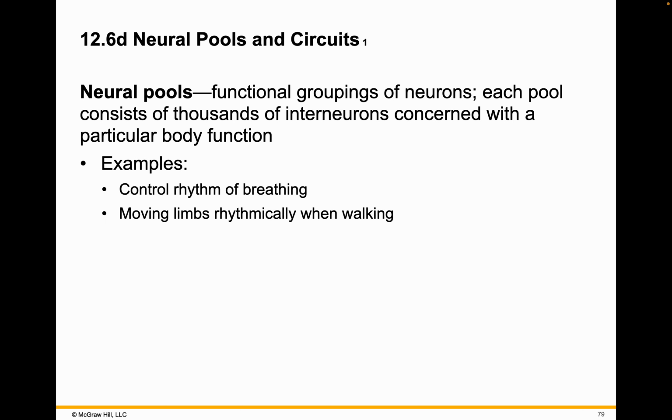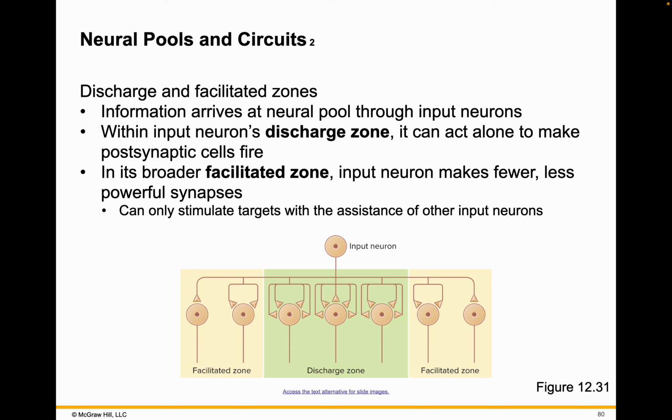Neural pools are functional groupings of neurons. Each pool consists of thousands of interneurons connected with a particular body function, controlling the rhythm of breathing, or moving limbs rhythmically when walking, for example. They will have discharge and facilitated zones.